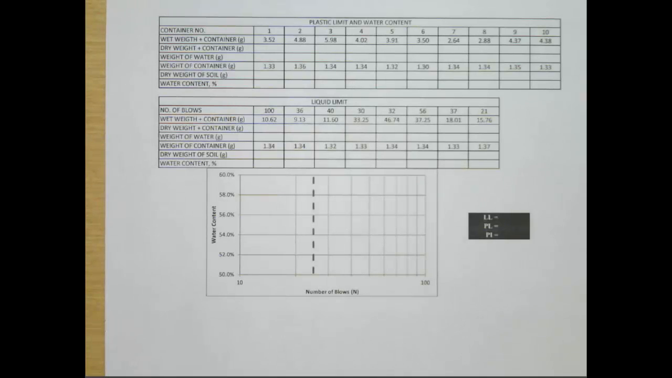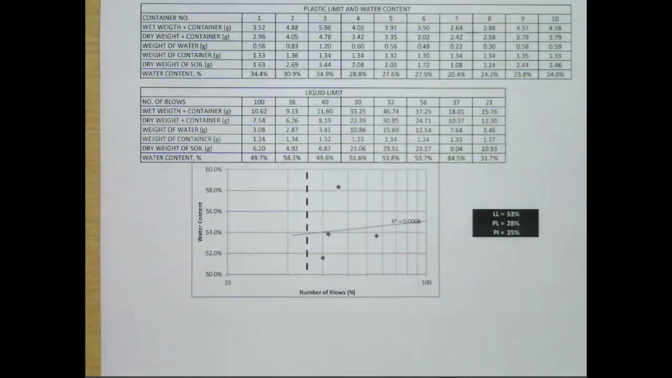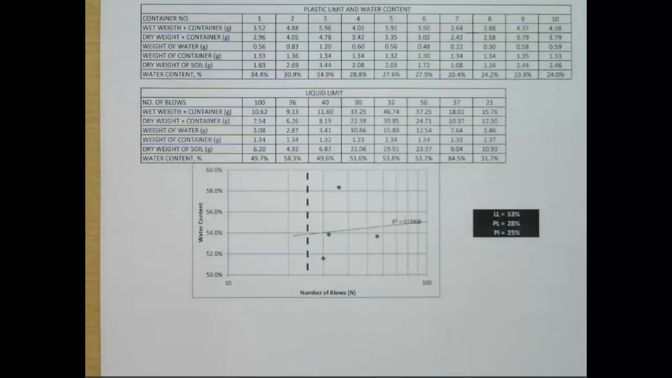Now back to this data. The idea is that you'll be able to fill out this table to get all the information necessary so that in the end you can produce something that looks like this. Okay, with all the content filled out, the graph in there, and the values for the liquid limit, the plastic limit, and the PI all calculated, so you can write out your report.